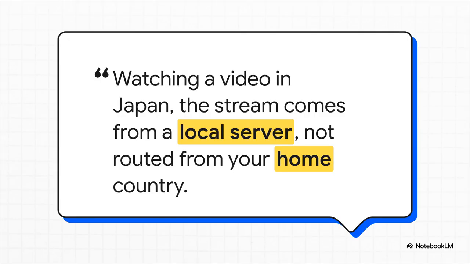And here's the perfect way to think about it. Imagine you're in Japan, watching a video on your phone. With local breakout, that video is streaming from a server right there in Japan. Makes sense, right? Without it, the data would have to go from Japan all the way back to, say, the US, hit your home network, and then travel all the way back to your phone in Japan. The lag would be insane.